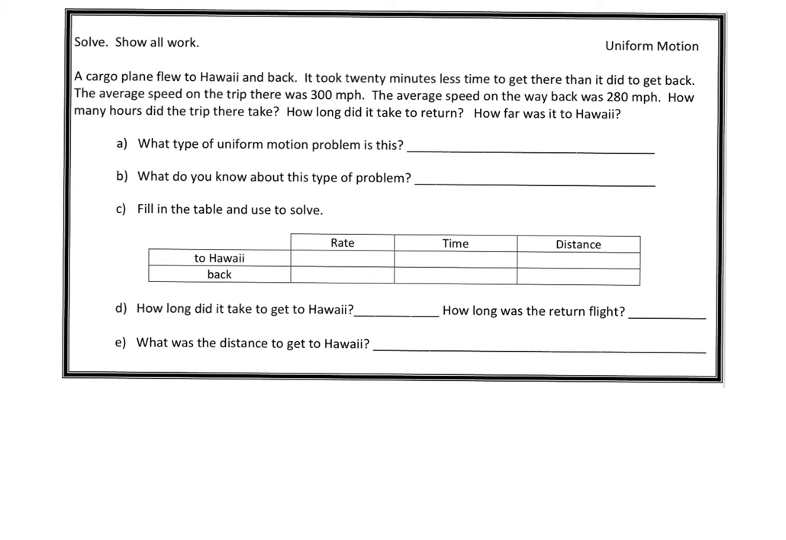All right. So it's asking us what type of uniform problem is this? And this is a round trip. This is a round trip, meaning we go there and we come back. What do I know about this type of problem? Well, I know that the distances should be equal. So the first distance, or the distance there, should be equal to the distance back, or the second distance.